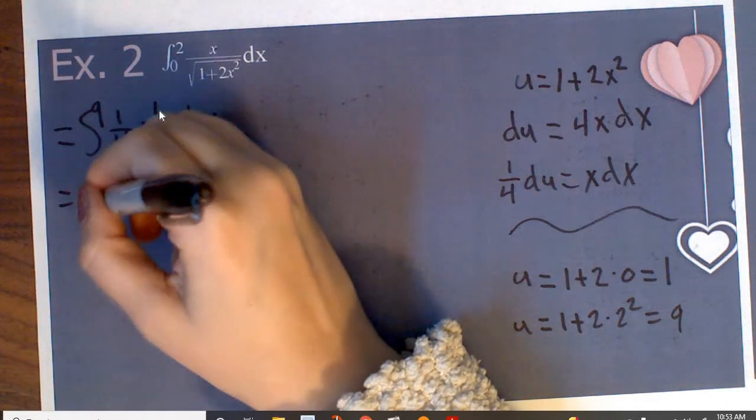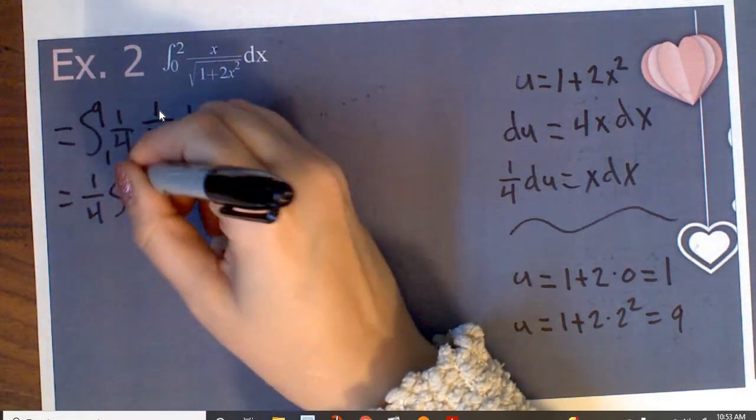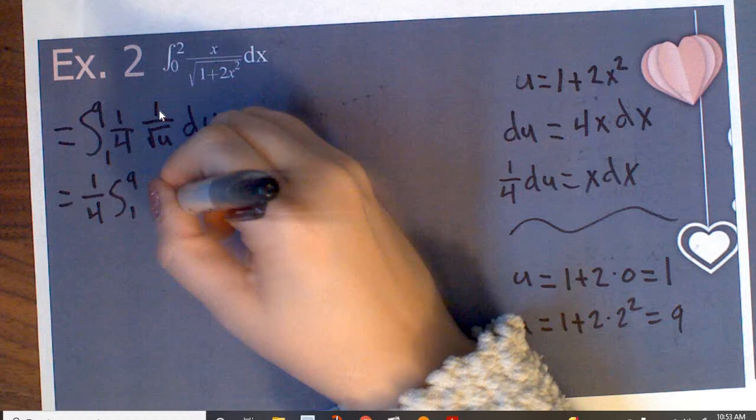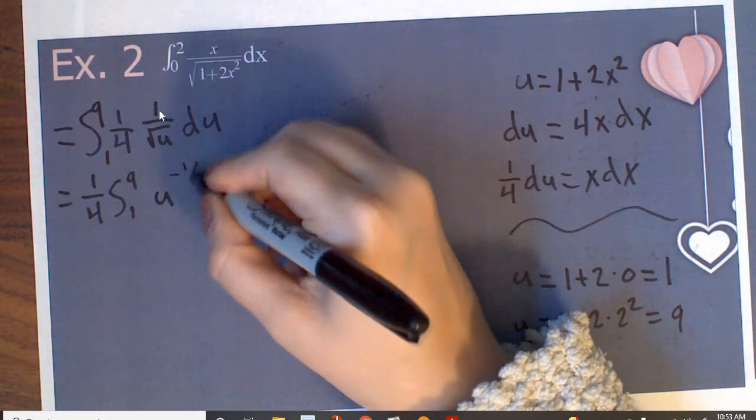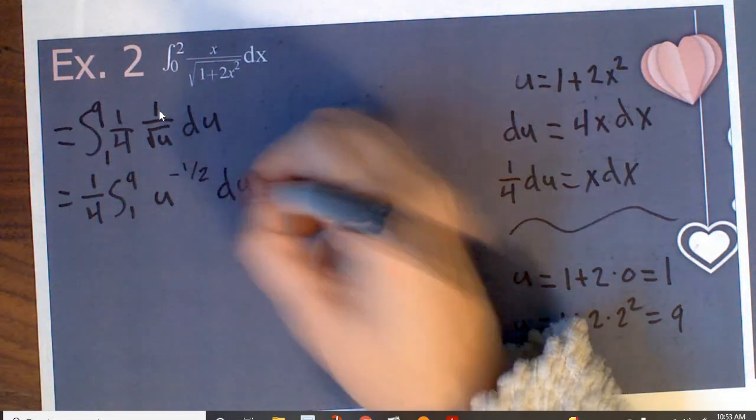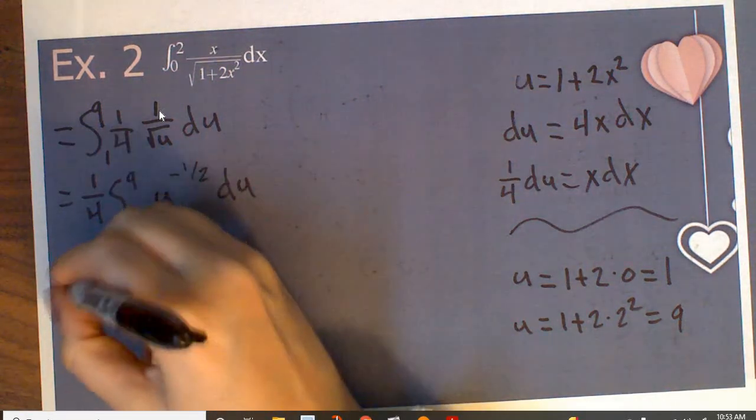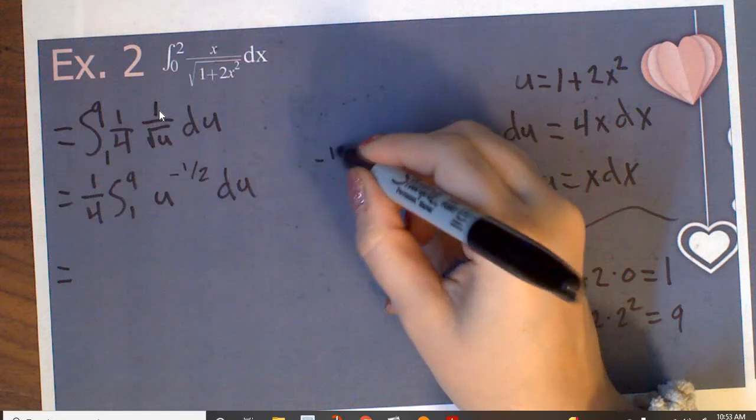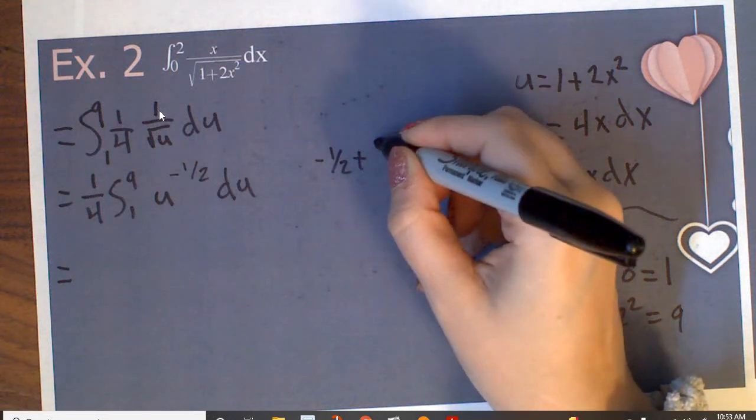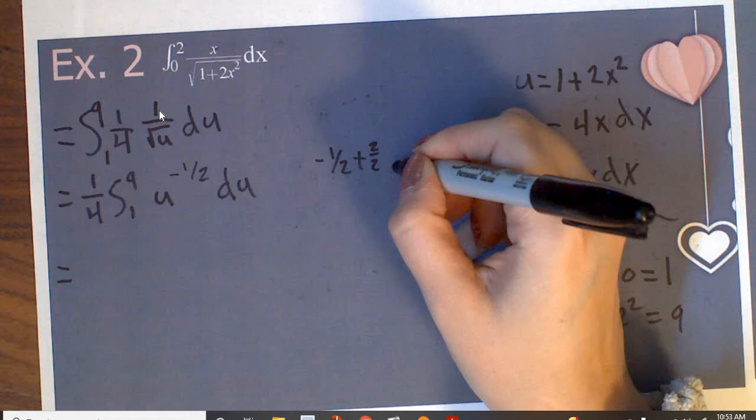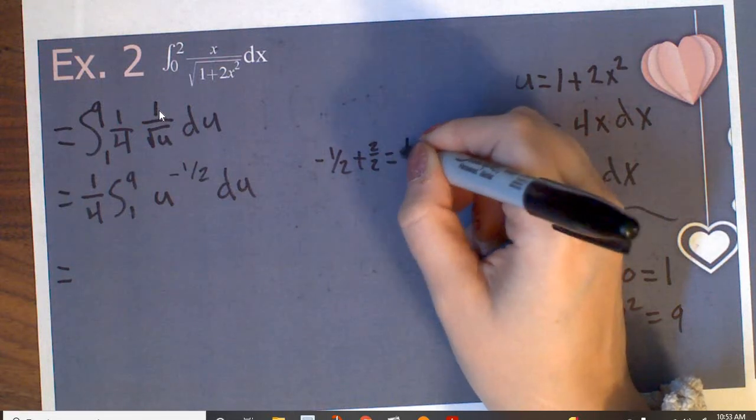Rewriting this, pulling my 1/4 to the front. This would be the same thing as u to the negative 1/2. And then from there, we can just use our power rule. So I would have negative 1/2 plus 1, which is 2/2. So we get a positive 1/2.